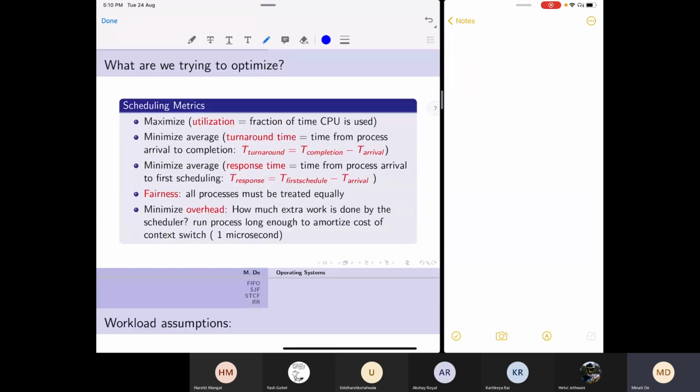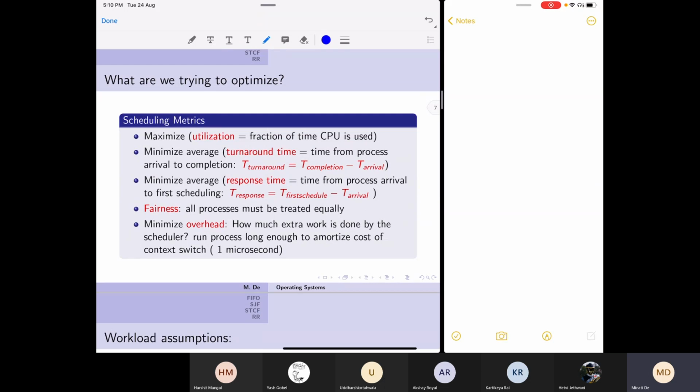And of course another important thing is that you want to minimize overhead. What is the meaning of overhead? For example, how much extra work you are going to do. Of course we need to give CPU time to each job, and they should run in your system. But in order to maintain your policy, there is always some overhead, and we should minimize that overhead. So these are some of the scheduling metrics.